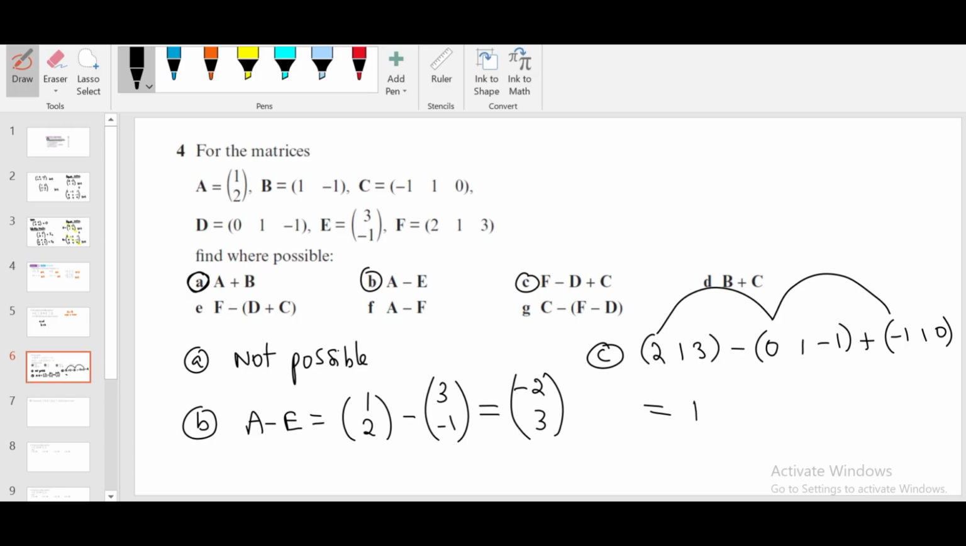2 minus 1 is 1. And then 1 minus 1 plus 1, that's also 1. And then 3 plus 1. 3 minus of minus 1 is plus 1. And then 0. You will get 4. Understand what's happening here? Just simplify the corresponding elements, add or subtract according to the sign.